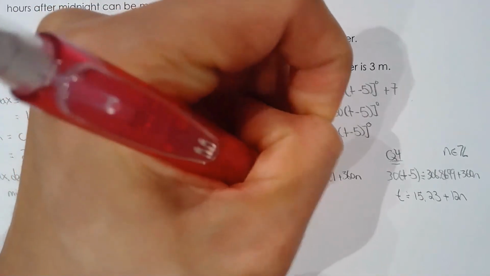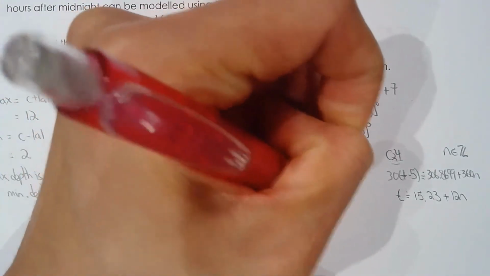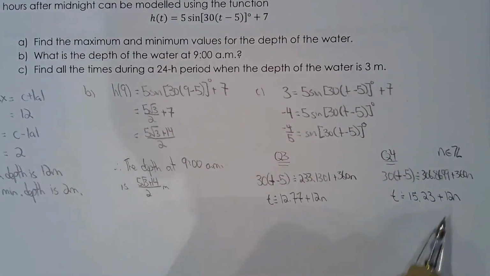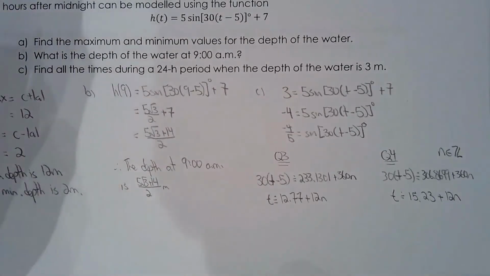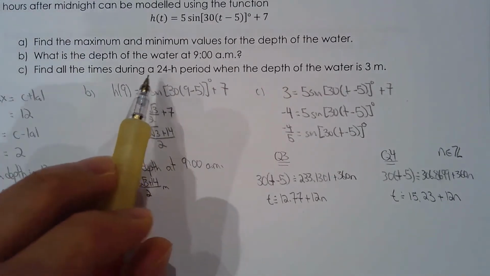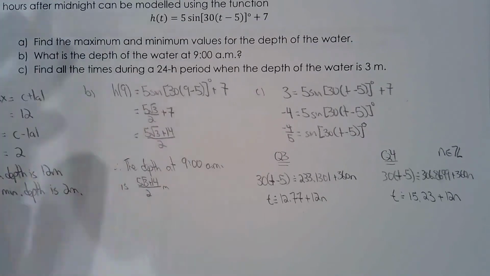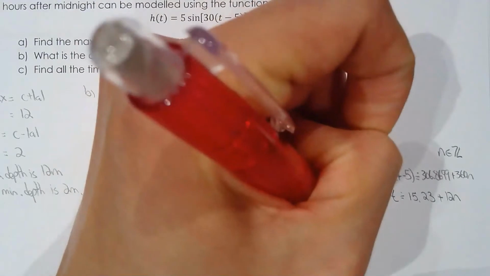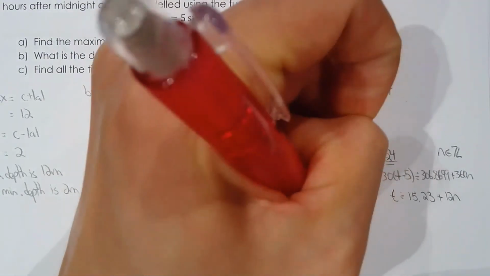So since you're basically looking at a 24-hour time frame, then our answers are equal to 0.77, right? You subtract by 12, right? You get one answer. If you subtract by 12, this will be 3.23, 12.77, and 15.23.